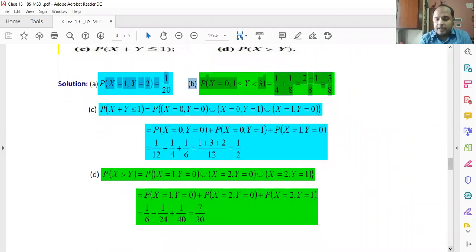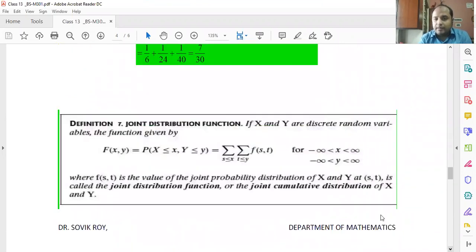Since time is already running out, let me quickly discuss what we mean by joint distribution. What is the joint distribution function? Just like we did in the univariate case, the joint distribution function for the bivariate case can be considered in the following manner. It will be represented by the function capital F of x comma y, which is different from small f of x comma y, and will be denoted by probability of X less than or equal to small x, Y less than or equal to small y.